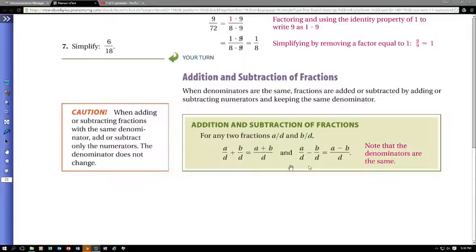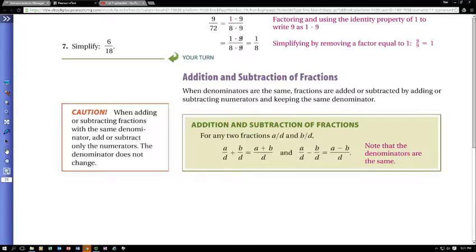Here's the algebra version. It says for any two fractions, a over d and b over d, notice that the denominators are the same. If I have a over d plus b over d, you add the numerators, so I'd end up with a plus b all over that denominator that's the same. And the same thing with subtraction.